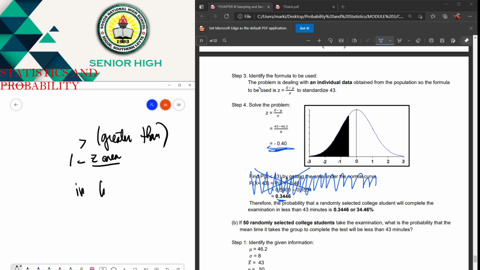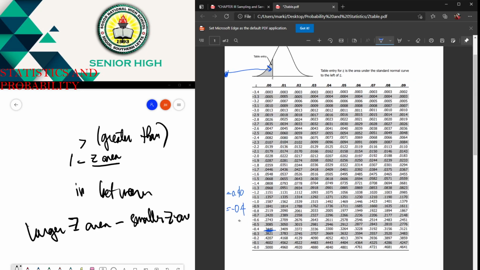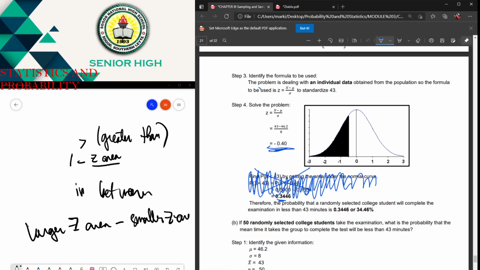Okay? If it is in between, it is the larger z area minus the smaller z area. Please take note of that one. So, no need for that here, because when we look for this in the z table, this is already the automatic answer, because it is from left to right. No need to subtract 0.50.